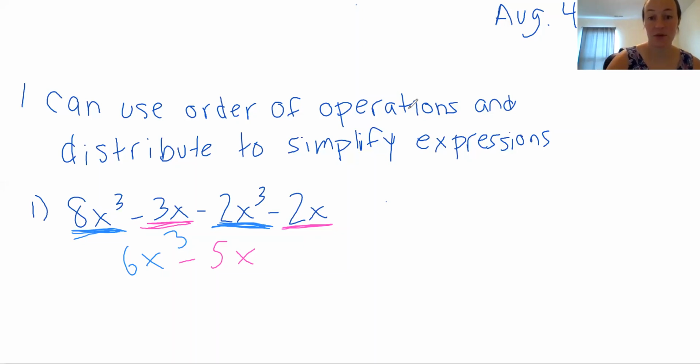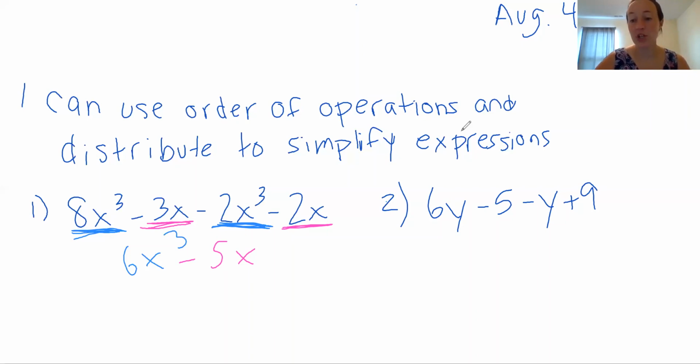Let's take a look at another one. I'm going to go back to blue. So in your notebook, let's write down example number 2. 6y minus 5 minus y plus 9.